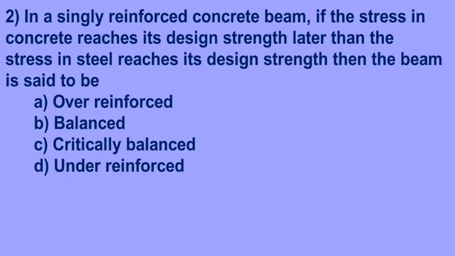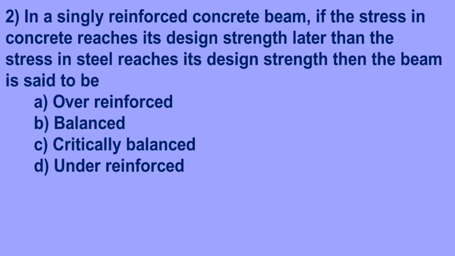In a singly reinforced concrete beam, if the stress in concrete reaches its design strength later than the stress in steel reaches its design strength, then the beam is said to be: option A over reinforced, option B balanced, option C critically balanced, option D under reinforced. For answering this question, we have to know balanced section, under reinforced section, and over reinforced section.